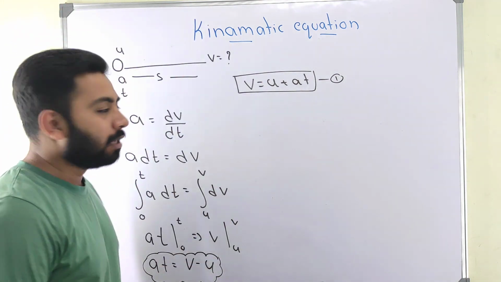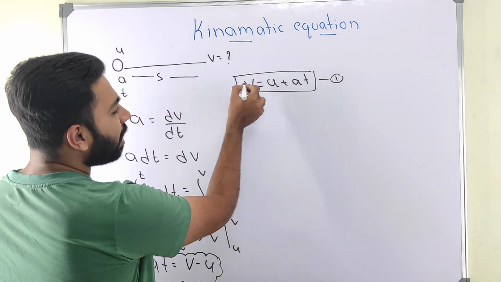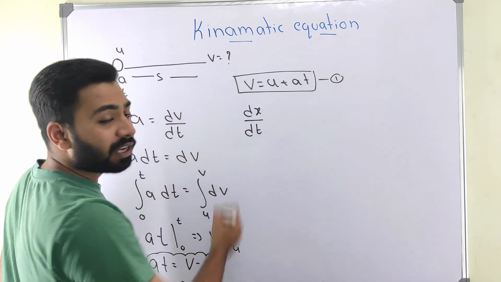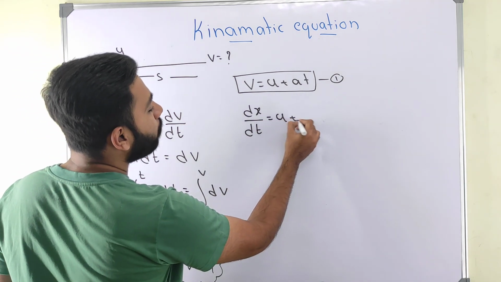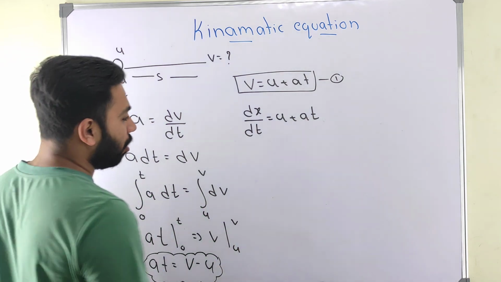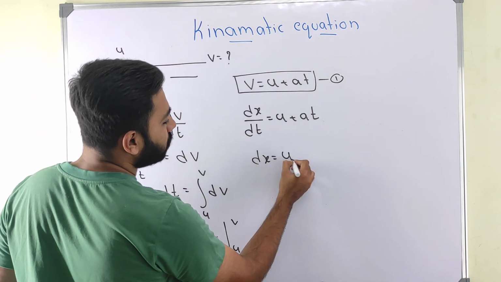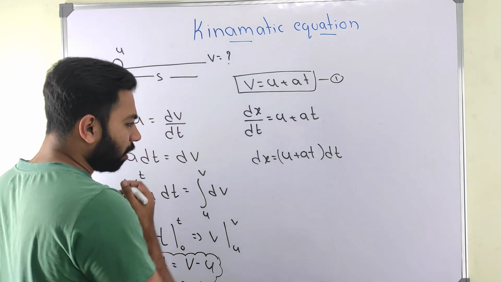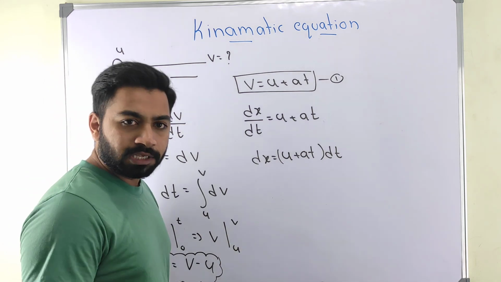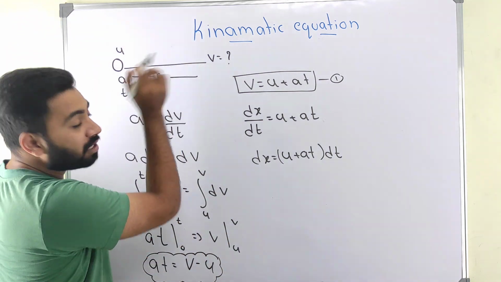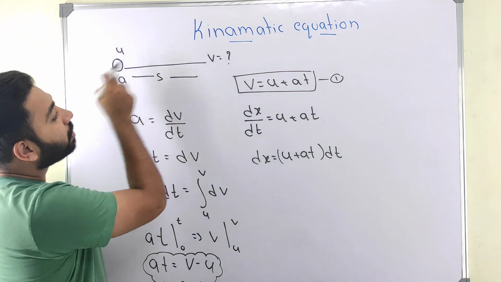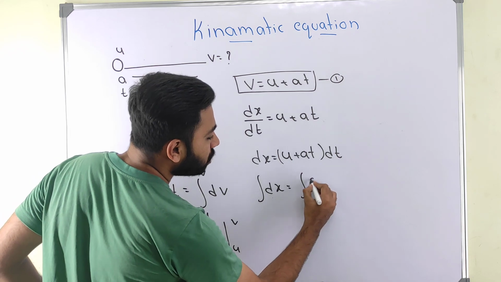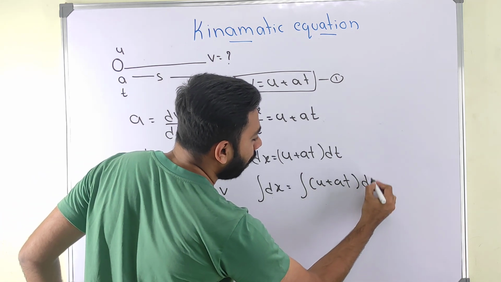Now, the distance. If I want distance, I can write velocity as dx/dt, the rate of change of displacement, which equals u + at. Then I will move dt to the other side and integrate, because I am traveling from 0 distance to some distance and time is changing from 0 to some time t. So dx = integration of (u + at) dt.